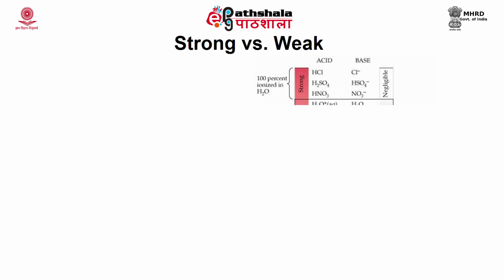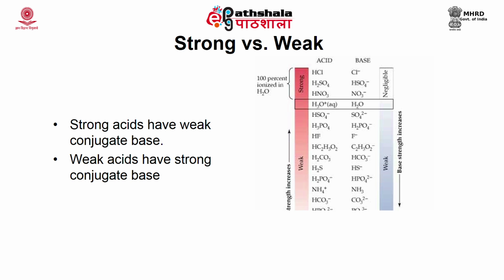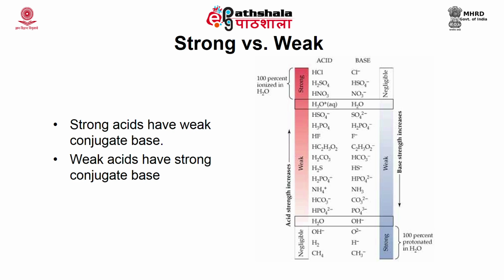The strength of bases and acids is shown in this figure. As the acidic strength increases, comparatively the base strength or conjugate base strength decreases. All the strong acids have weak conjugate bases, and weak acids have strong conjugate bases.